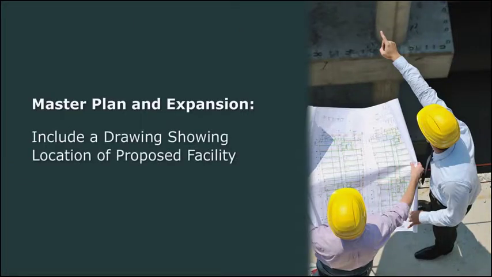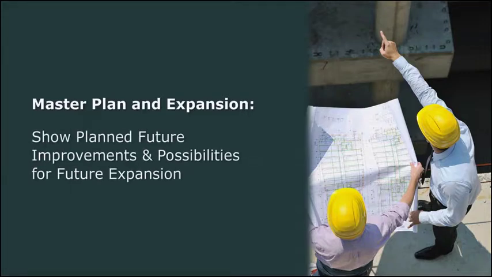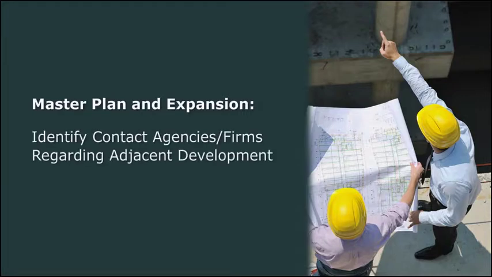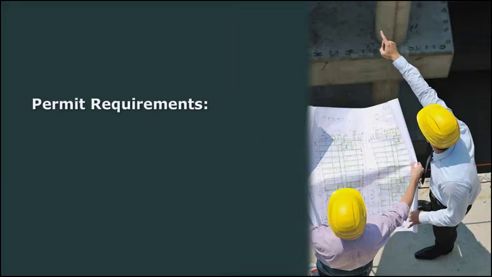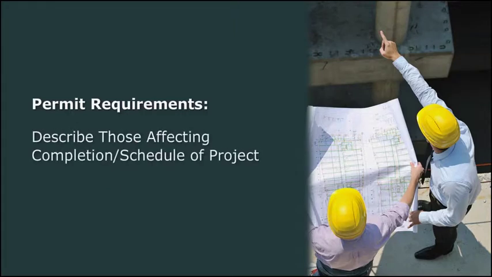6. Master plan and expansion. Include a drawing showing the location of the proposed facility. Show all planned future improvements and possibilities for future expansion. Show adjacent, current, or future projects that may affect the proposed facility and identify contact agencies or firms regarding adjacent development for more information. 7. Permit requirements. List all local, state, and federal permits required and the agency contacts. Special attention to be given to wetlands and NPDES permit requirements, and describe any permit requirements that may affect the completion or schedule of the project.